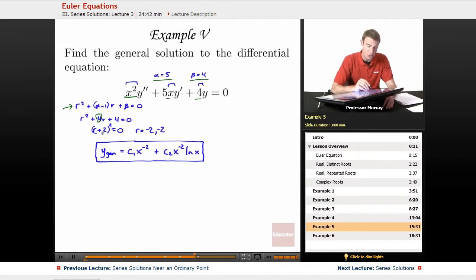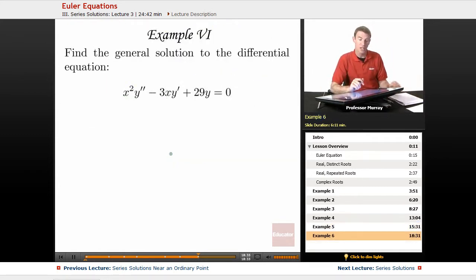That factors easily into r plus 2 squared equals 0. And so that turns into r equals -2. So that's a double root. And so in the case of a double root, our solution is, well, just like with two distinct roots, we form x to that power, x to the -2. But then for the second one, we can't just form x to the -2. That would be a copy of our first solution. So we go x to the -2 natural log of x to give ourselves a distinct solution, and we put a constant on each one.